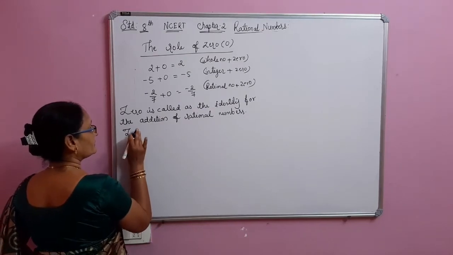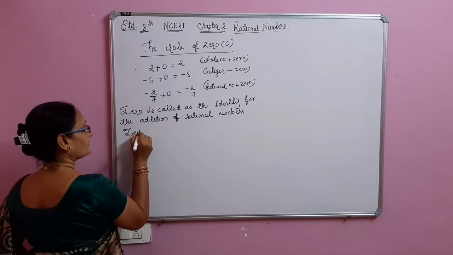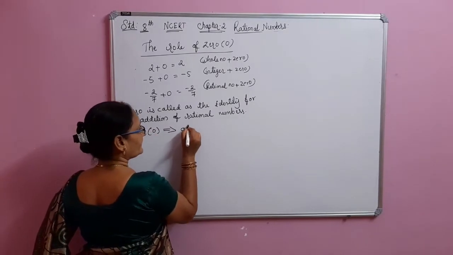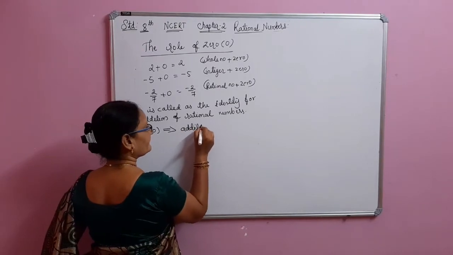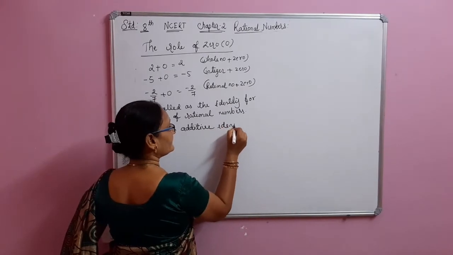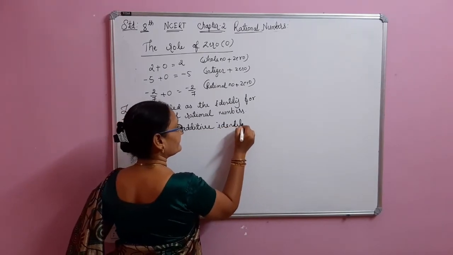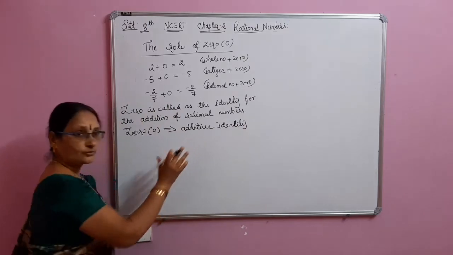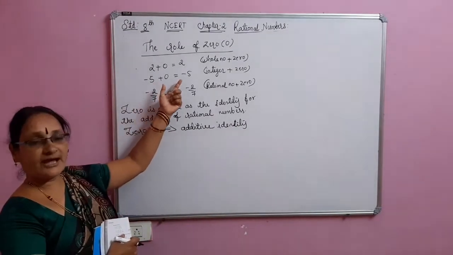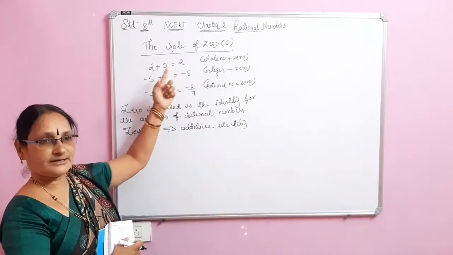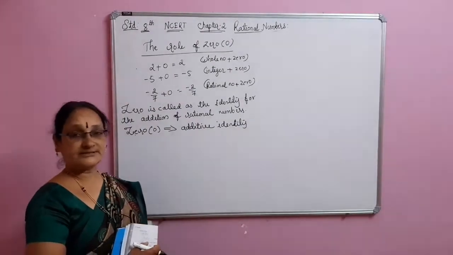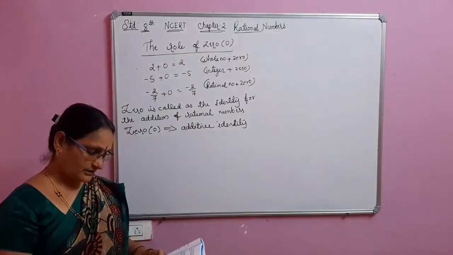This 0 is called the additive identity for both whole numbers and integers. That means whenever we add 0 to a whole number, integer or rational number, again we get the same number. This is the role of 0.